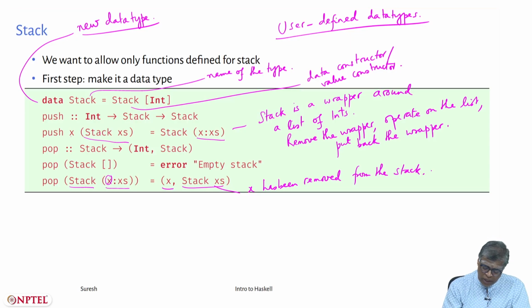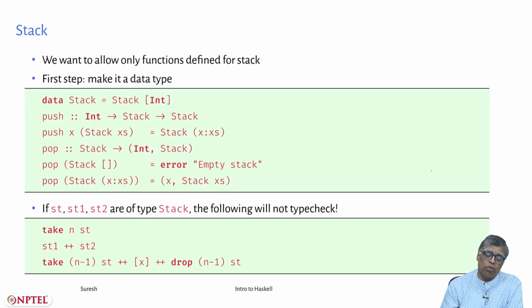Now what can you do and what can you not do? The following will not type check. You cannot say take n st, you cannot do st1 plus plus st2, you cannot do take (n minus 1) st plus plus singleton list x plus plus drop (n minus 1) st. We will check that all these things indeed work as we intend in a bit, when we actually go to VS Code and try to program all this.